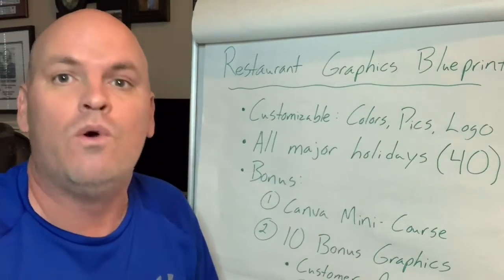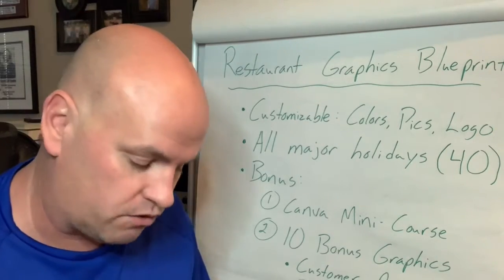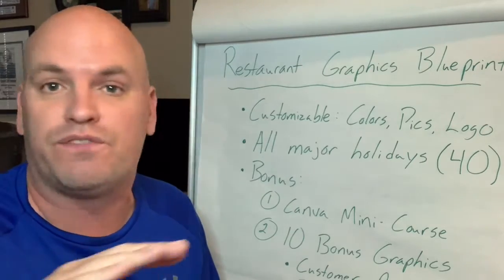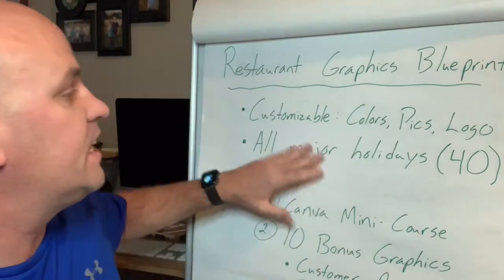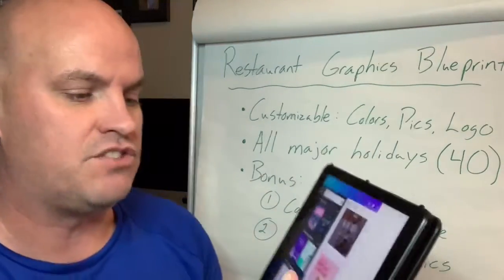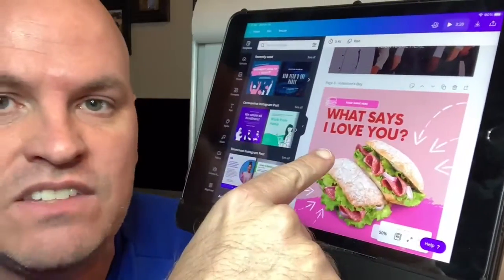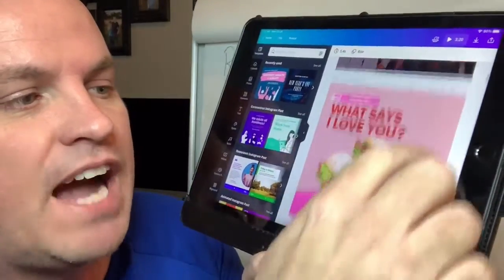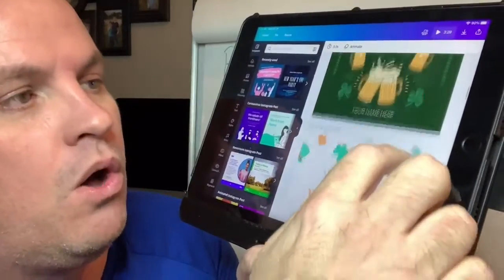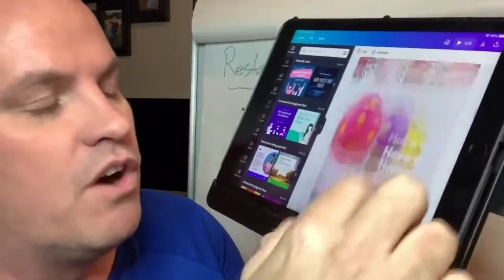And in this, we have customizable social media graphics for your restaurant that you can use for holidays, for events, for specials all year long. It includes all major holidays. We have over 40 of them. And so I'm going to give you a preview right here. So for example, here is Valentine's Day. We have more Valentine's Day, Super Bowl, St. Patty's Day. It goes on and on. We have over 40 of them.